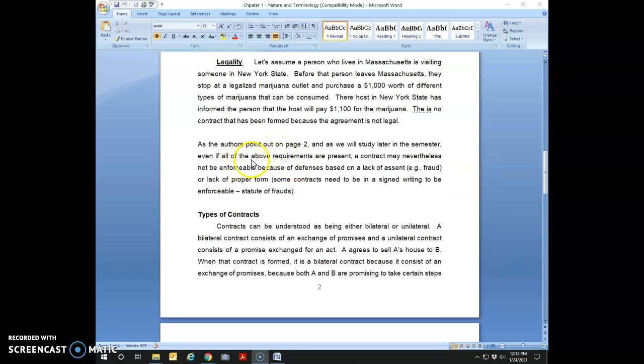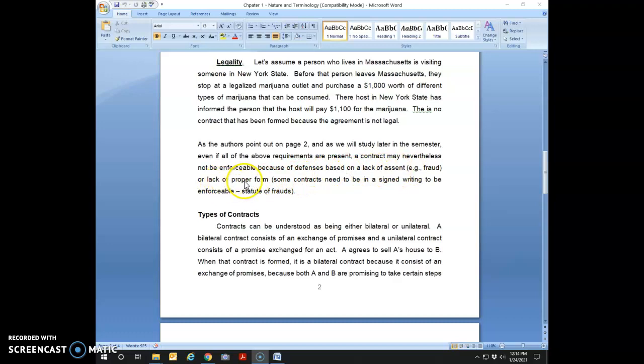What I also want to point out is that we can have all of the 4 requirements of a valid contract, but we may have a problem. And what would be a problem? Well, all of the 4 elements are there, but fraud was used to induce a person to enter into the contract. So we'll be talking about those kinds of situations later in the course.